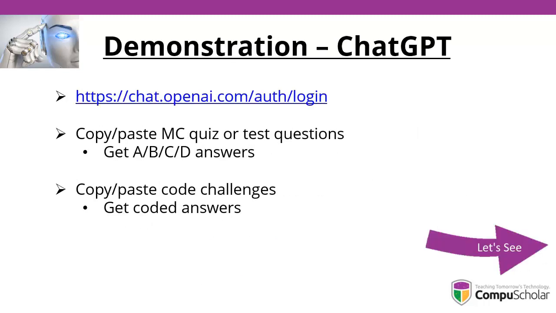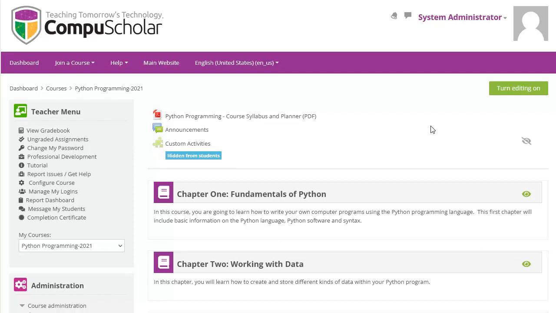All right, let's get right to a demonstration of the kinds of things that ChatGPT can do. We're going to demonstrate some multiple choice quiz and test questions, as well as some coding challenges, and see how well it does. Now, ChatGPT can do many things, including answer essay questions and so forth. We're going to focus on multiple choice questions and coding challenges, as those are the things that students are primarily doing in a CompuScholar course.